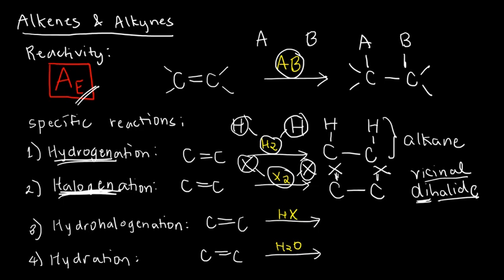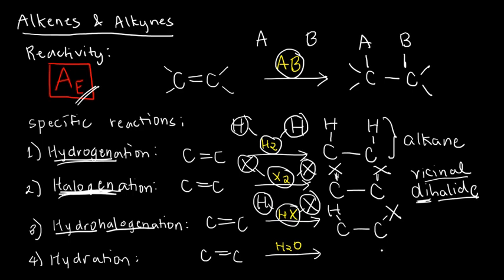Then, hydrohalogenation means a combination of hydrogen and halogen. So we have there the reagent HX. And when we split HX into two, of course, one would have to be H, the other would have to be X. As always, I convert the double bond to a single bond. I add the first letter to the first vinylic carbon. I add the second one to the second vinylic carbon.